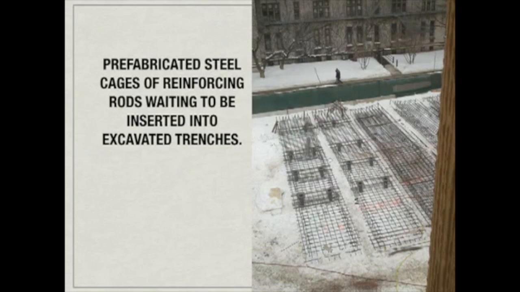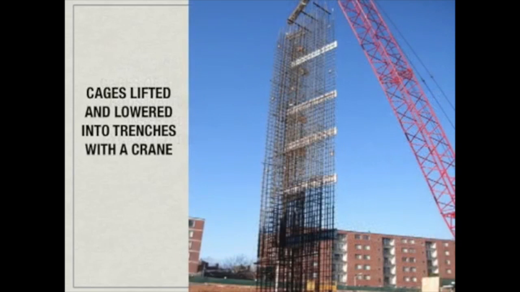Now here we have a shot of the fabricated steel that is just sitting there, the steel cages, and this is all the reinforcing rods, the rebar, and everything else that is just waiting to be lifted and inserted into the excavated trench. And just to give you an idea of how much steel that is, take a look at this shot. You can see the buildings in the background, and here the crane is picking up the prefabricated steel, getting ready to lower it down into that wall.